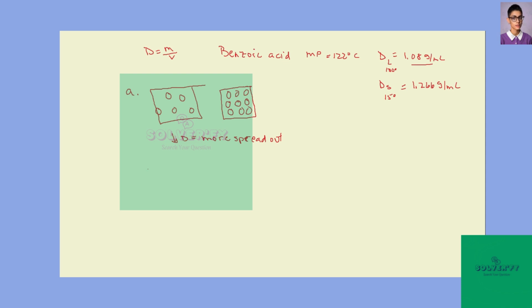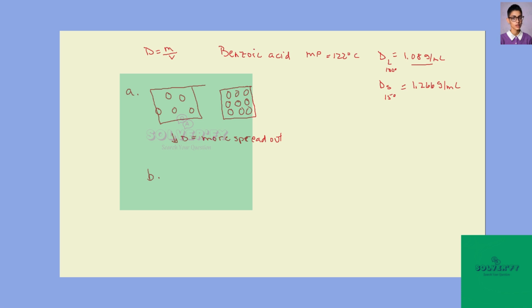In question B, it says if you converted a cubic centimeter of liquid benzoic acid into a solid, would the solid take up more or less space? Okay, so it's the same thing. If these were the same size, let's say this is my cubic centimeter, and in the liquid where they're more spread out, I might only have 5 molecules, let's say, within that space. In the solid, I have a lot more.